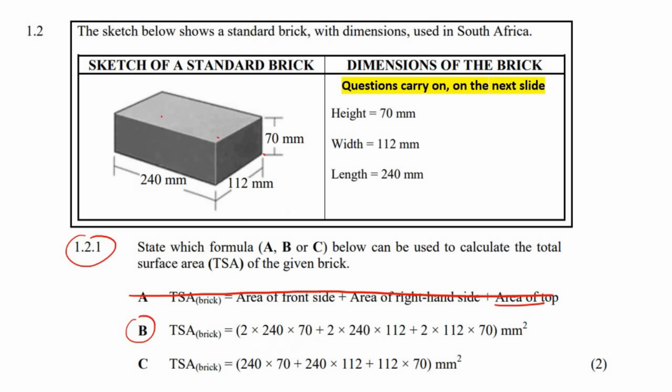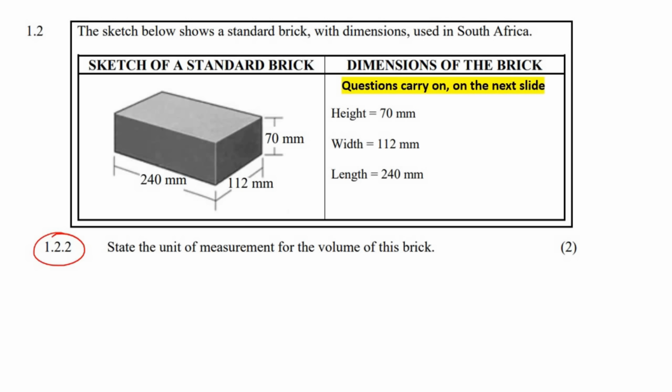Now, this part over here is 240 times 112. So 240 multiplied by 112. Oh, okay, so that's the bottom. And then they're multiplying by 2, so that's the bottom and the top. Wow, very nice. This formula looks good. And then this part over here is 112 multiplied by 70. So 112 multiplied by 70. And then, of course, they multiply it by 2 because there's also a part that's at the back. So this formula is perfect. It takes everything into consideration. So that'll definitely be the answer, B.